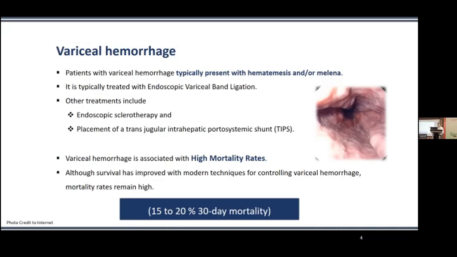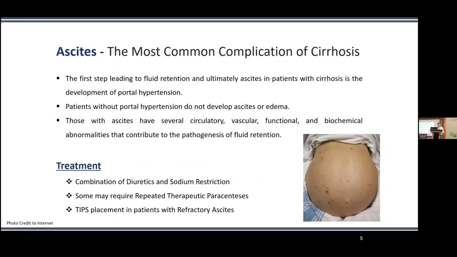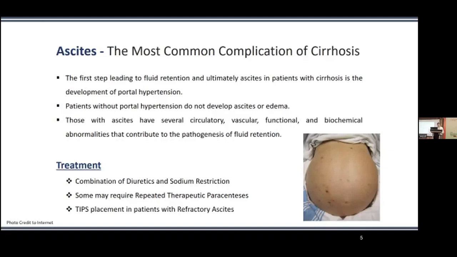The most common complication of cirrhosis is ascites. The first step leading to fluid retention and ultimately ascites in patients with cirrhosis is the development of portal hypertension. The development of portal hypertension is the starting point of ascites. Patients without portal hypertension usually do not develop ascites or edema. Those with ascites have severe circulatory, vascular, functional, and biochemical abnormalities that contribute to the pathogenesis of fluid retention. The main treatment includes a combination of diuretics and sodium restriction. Some may require repeated therapeutic paracentesis, and here again, TIPS placement in selected patients.